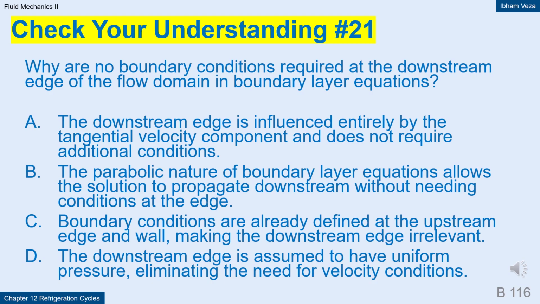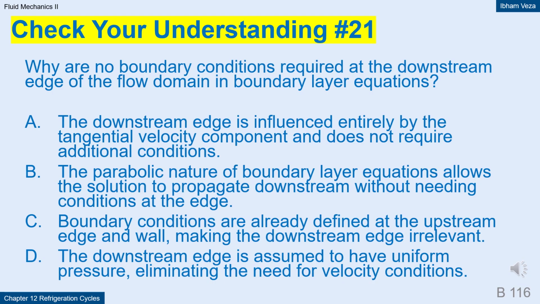Explaining why other answers are wrong. A. The downstream edge is influenced entirely by the tangential velocity component and does not require additional conditions. Incorrect because while tangential velocity is important, the lack of boundary conditions is due to the parabolic nature of the equations, not just velocity considerations.